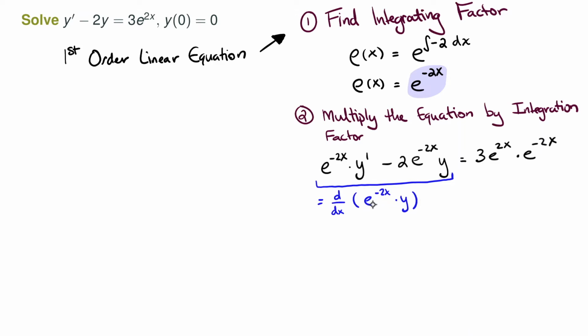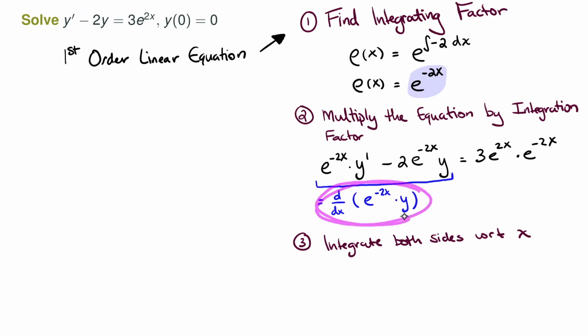So in our next step, when we seek to integrate both sides with respect to x, something very nice happens on the left side, because the integral of the derivative is just the original function. So as I integrate both sides, integrating the derivative leaves me just with the original function. So the left side becomes e to the -2x times y, and the right side is the integral of this.